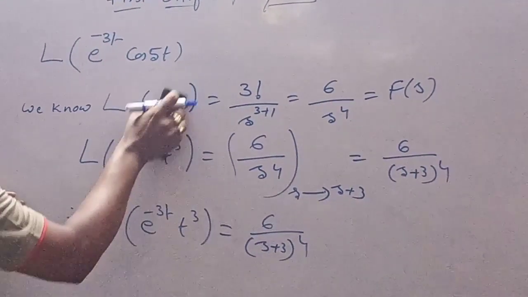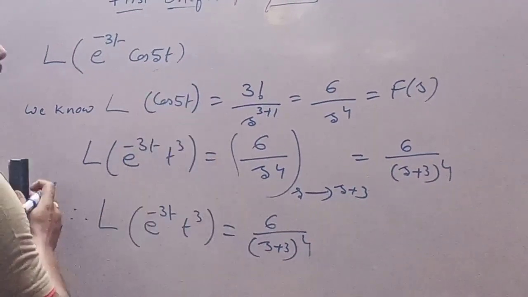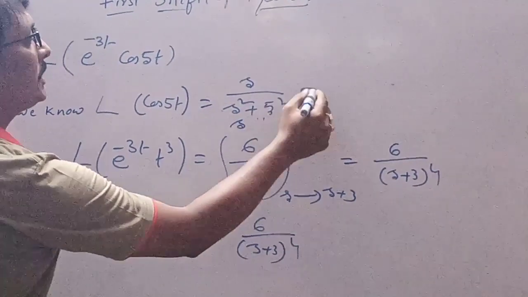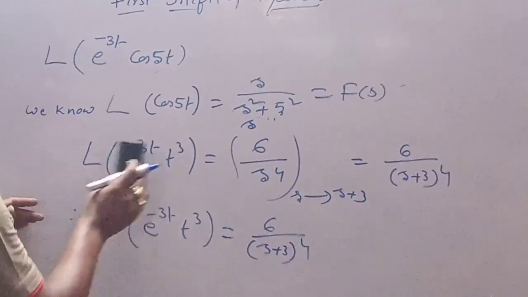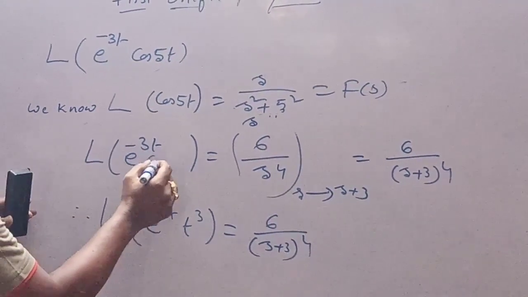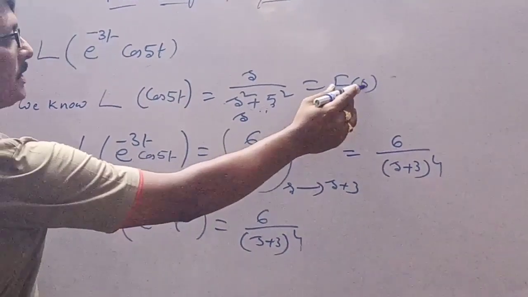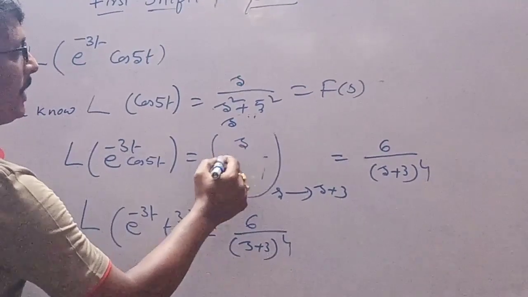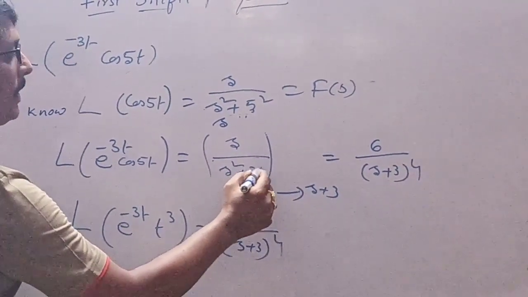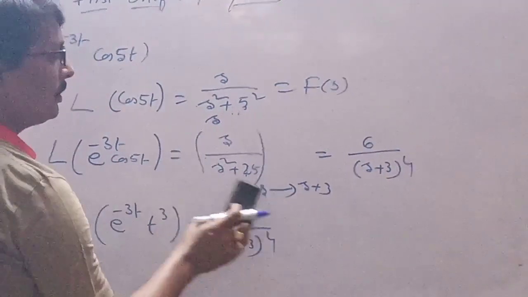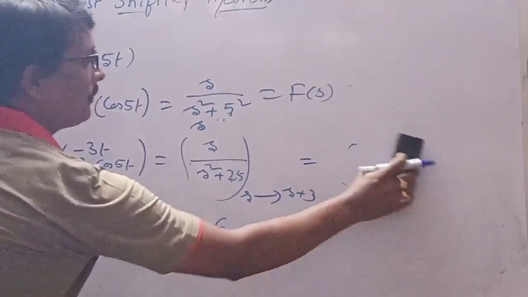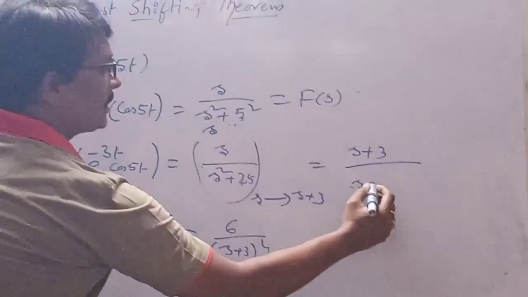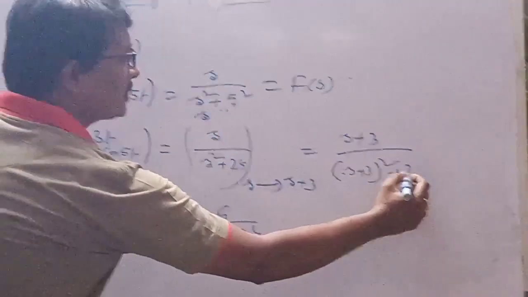So the Laplace transformation of cos 5t is s by s square plus 5 square. So this is capital F of s. Okay, so we need e to the power of minus 3t cos 5t. That means F of s where s is shifted to s plus 3. So s by s square plus 25, since 5 square is 25. It is shifted, s replaced by s plus 3, therefore it is s plus 3 by (s plus 3) whole square plus 25.